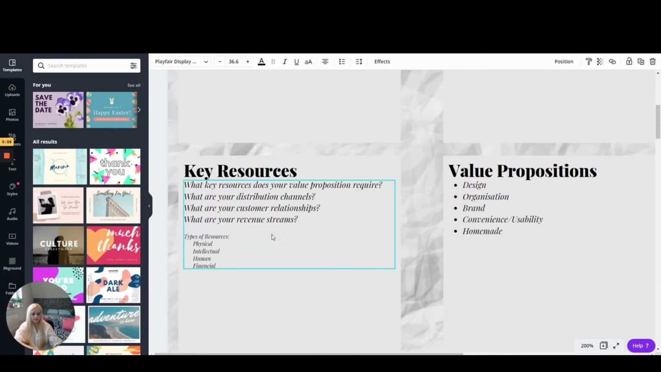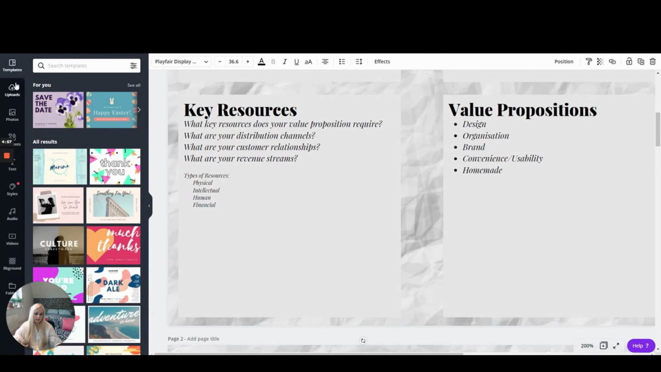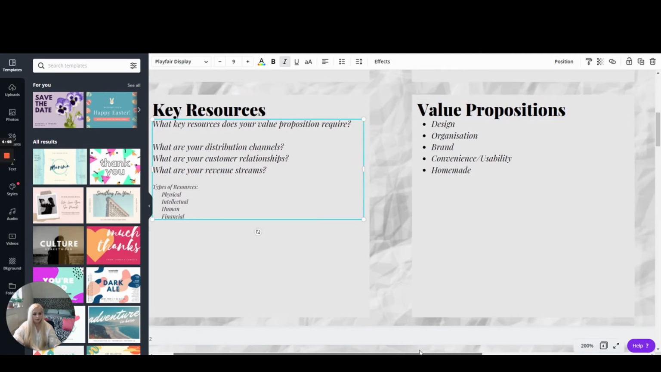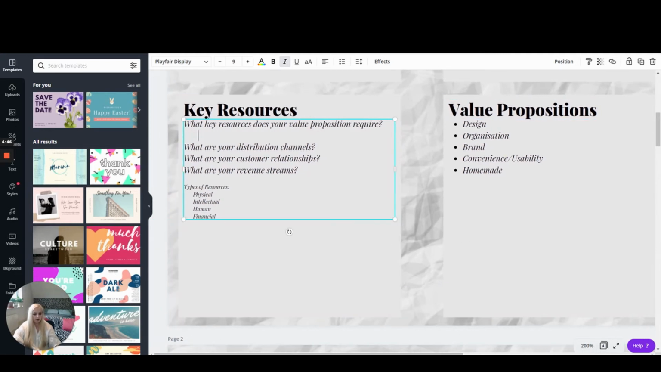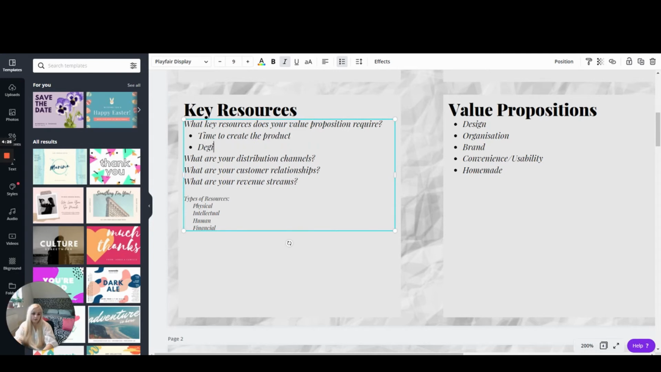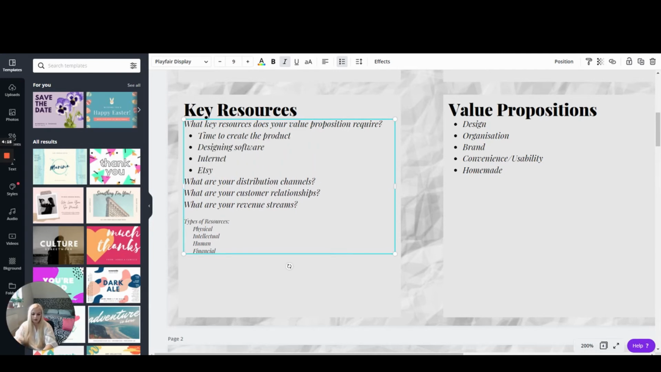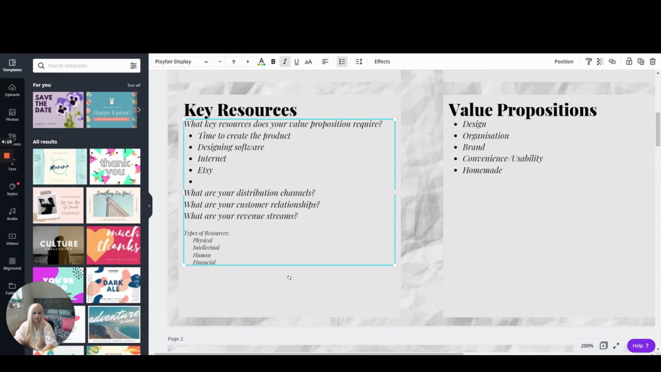So now, coming back to the key resources, what key resources does your value proposition require? So now we know that I have to actually create these digital products, and it's going to take, I kind of think that time is a resource. I'm going to put time, personal time, to create the product. Designing software, internet, Etsy. There are fees for Etsy. I'm not exactly sure what they are yet. Again, the distribution channel is also Etsy.